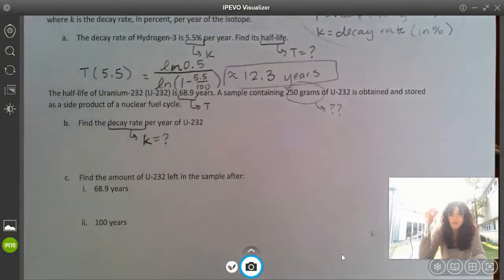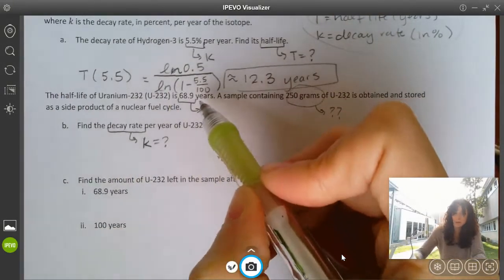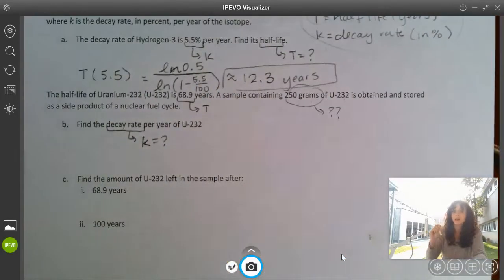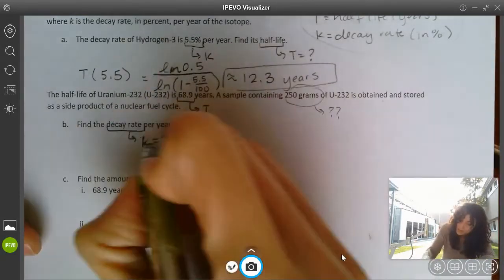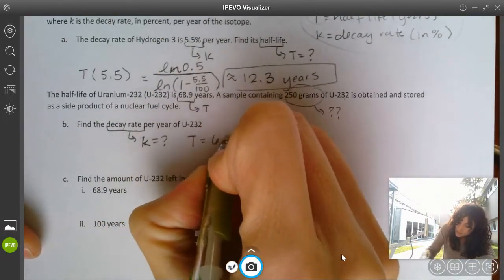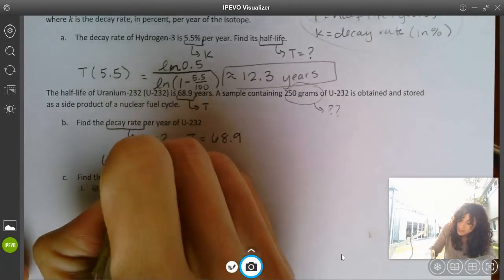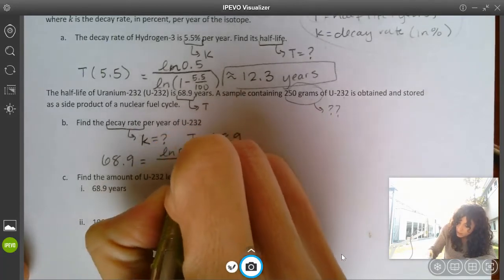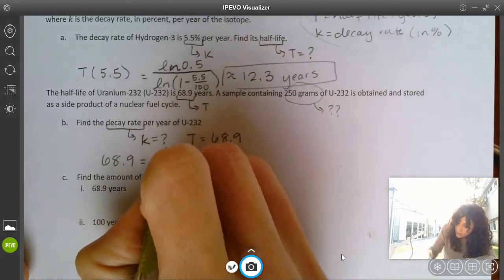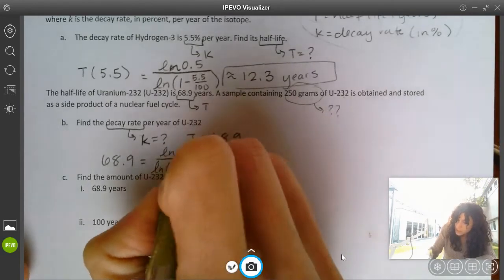And that's a process of you making a connection with that stuff and saving it for later, for you to either see it later or at least force your brain to truly recognize what that is as you're going through the problem. So we know that T is 68.9, so we can plug in 68.9 equals the natural log of 0.5 all over the natural log of 1 minus K over 100.